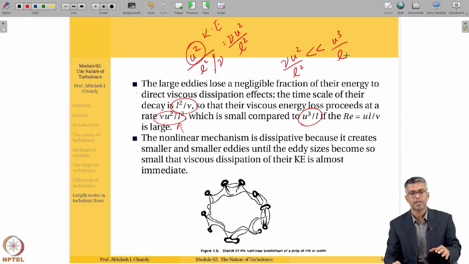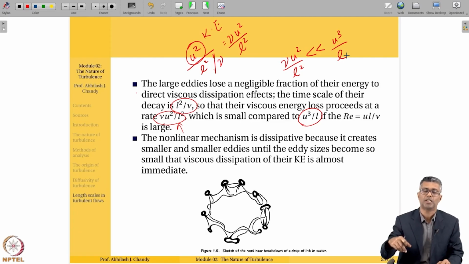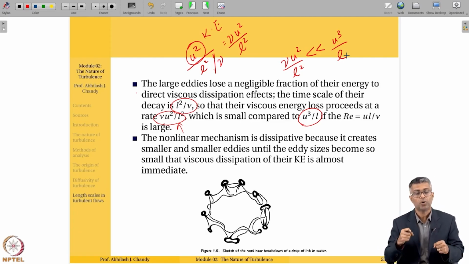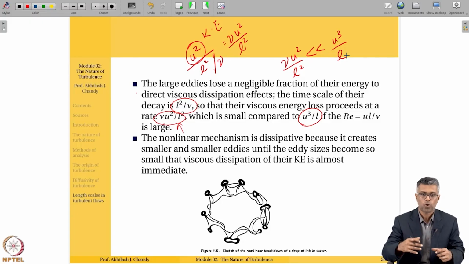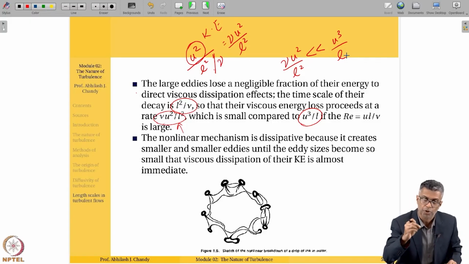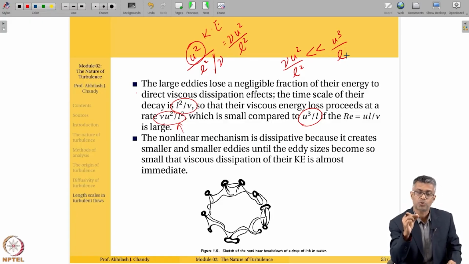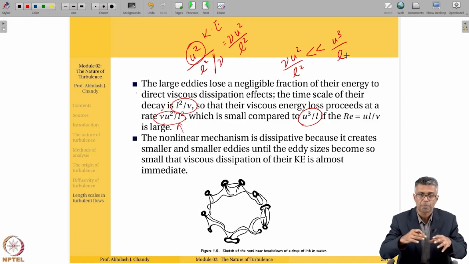So this nonlinear mechanism is dissipative because it creates smaller and smaller eddies until the eddy size becomes so small that the viscous dissipation of the kinetic energy occurs immediately. And that is sort of illustrated through a drop of ink in water. When you put a drop of ink in water, the drop is your largest scale, and you start with a single length scale. Now, because of some disturbance, it spreads, it breaks down into smaller and smaller scales.